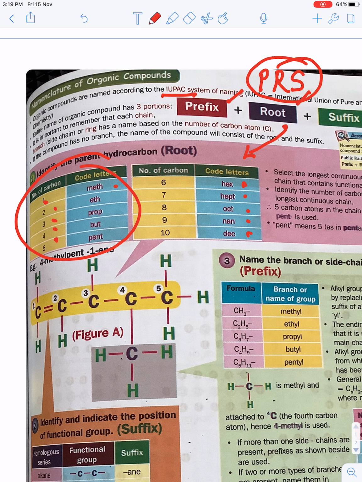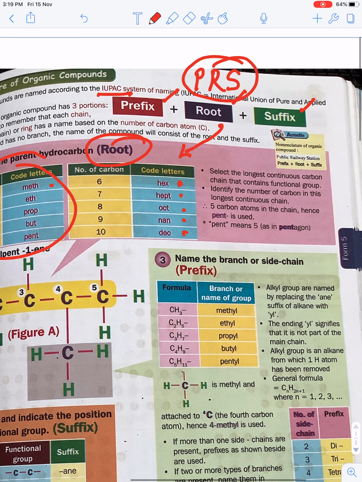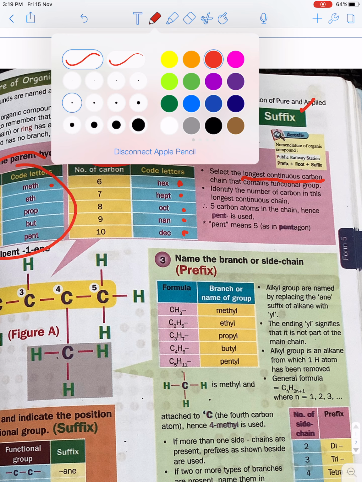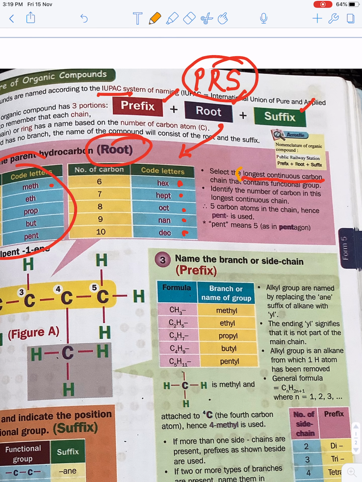So, apa yang saya nak cakap, root ni sebenar-benarnya merujuk kepada total carbon in a particular molecule. Berapa bilangan karbon yang ada dalam sebuah molekul. Tetapi, dia ada satu benda yang kita kena jaga-jaga. In order to be a root, you must follow the longest continuous carbon. Syarat dia, it must be the longest continuous carbon.